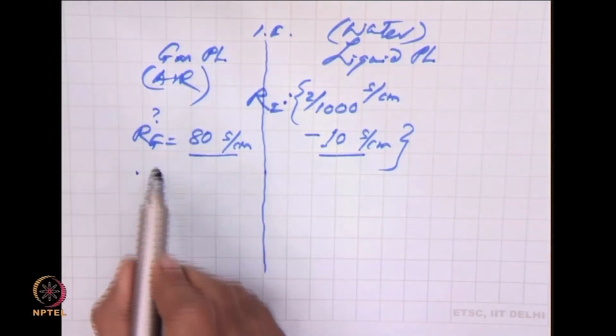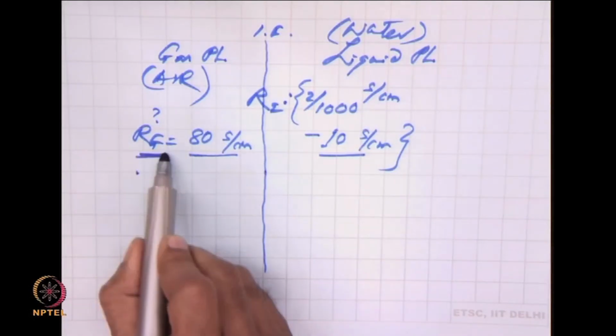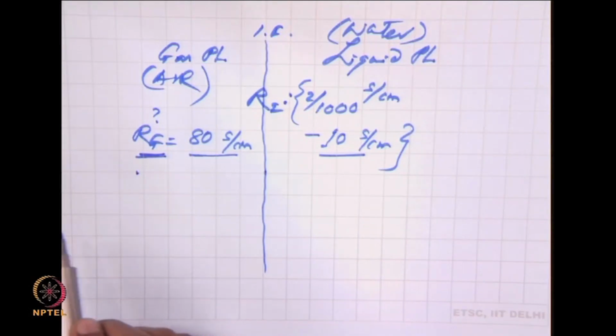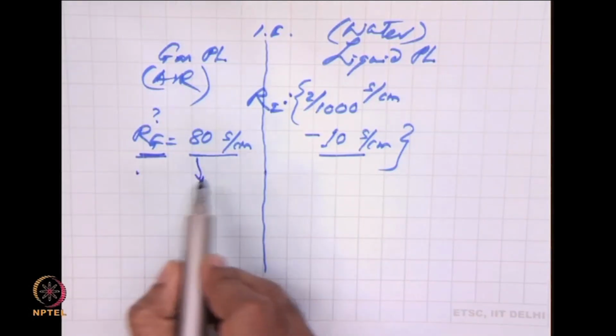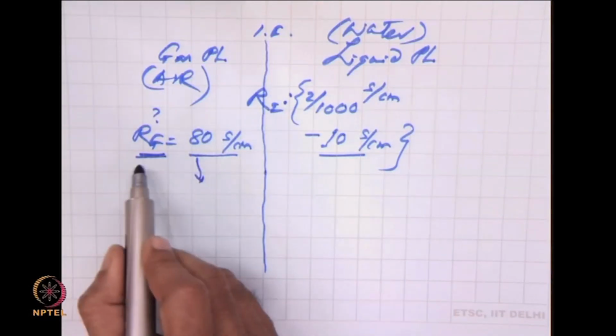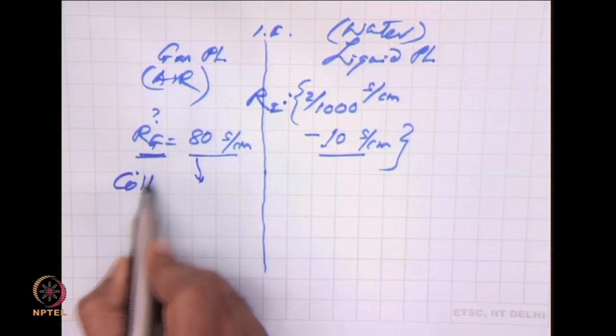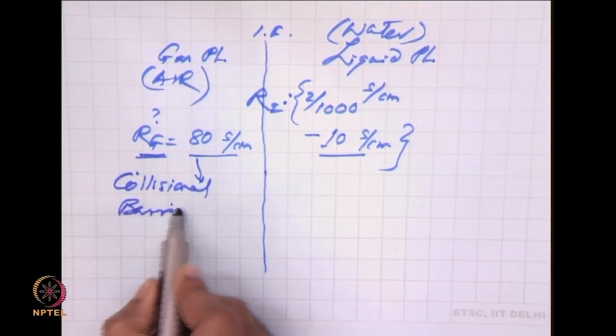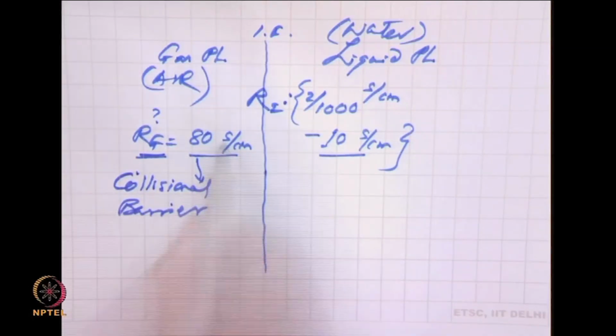So, if the collisional resistance is what is responsible for this high value of Rg, it should be conceivable that Rg could actually be reduced somehow. If we understand that this is coming from the collisional barrier, what is the most obvious way of reducing the gas phase resistance?